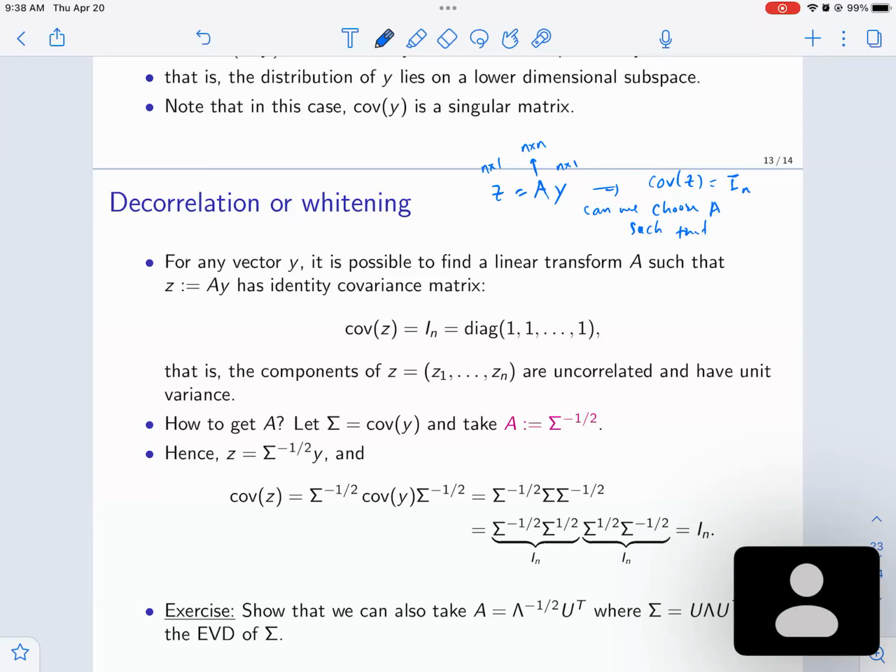This is nice because it is like the standardization of a single random variable. If you have a single random variable, sometimes you normalize it by dividing by the standard deviation so that it has variance 1. Doing this procedure, z has all the variances of the components equal to 1, and the components are uncorrelated. This is why we call it decorrelation or whitening. This is sometimes called white noise.